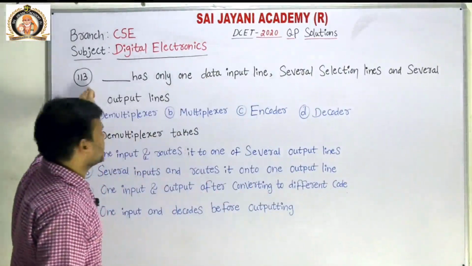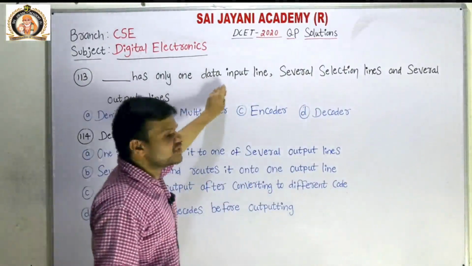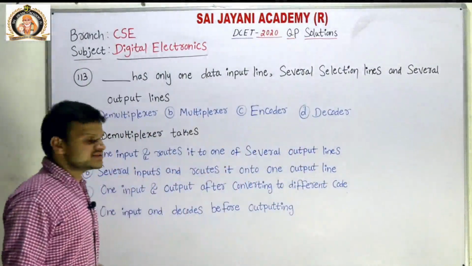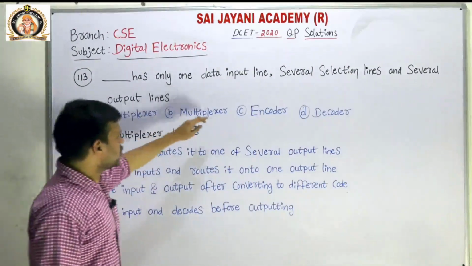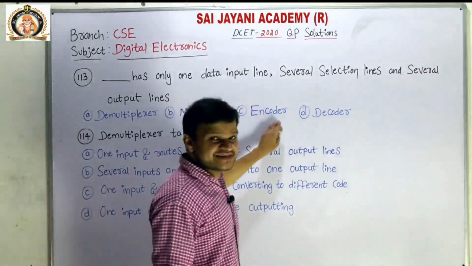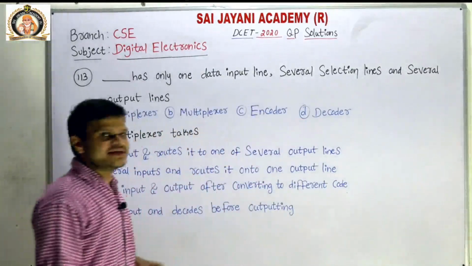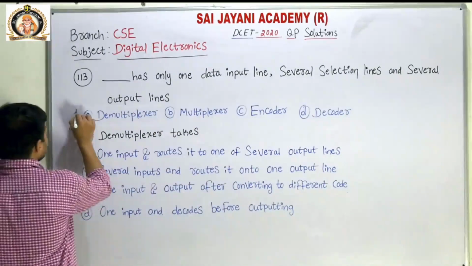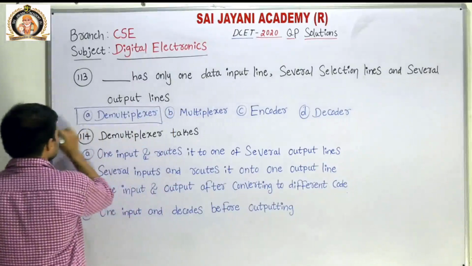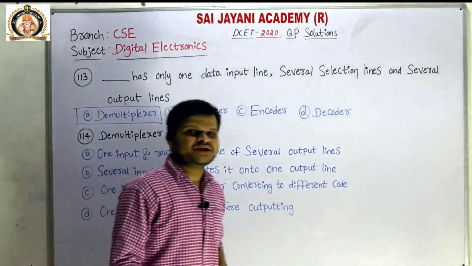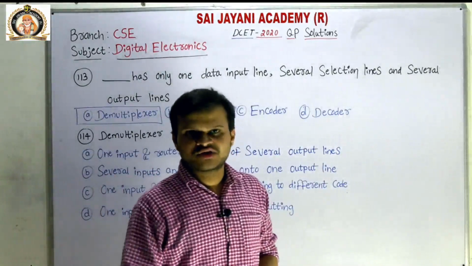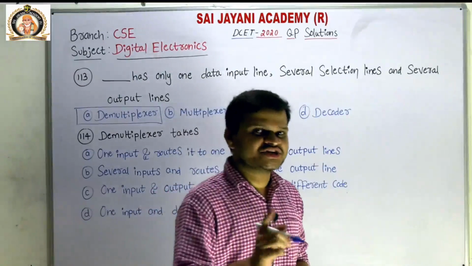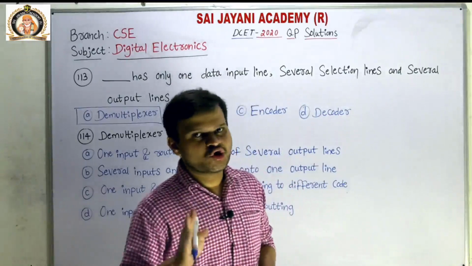The question number 113, dash has only one data input line, several selection lines and several output lines. Option A demultiplexer, option B multiplexer, option C encoder, and the option D is decoder. For question number 113, option A demultiplexer is the right answer. Why? Because the demultiplexer is the combinational logic circuit which has single input line and several selection lines as well as several output lines.